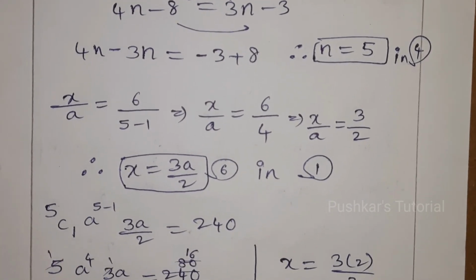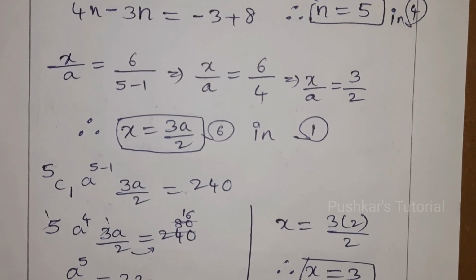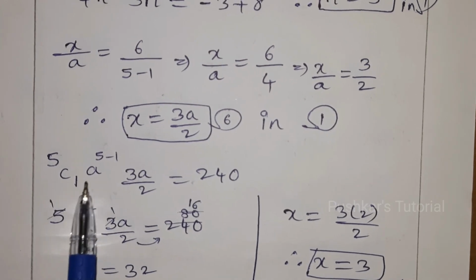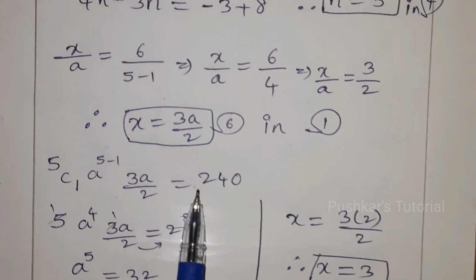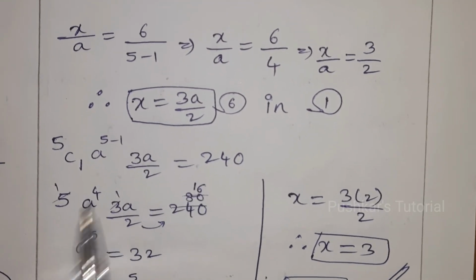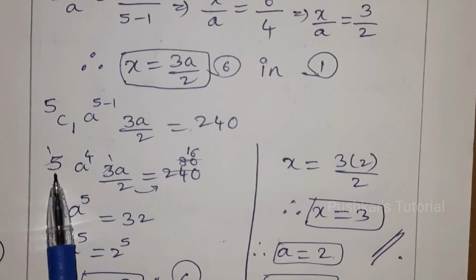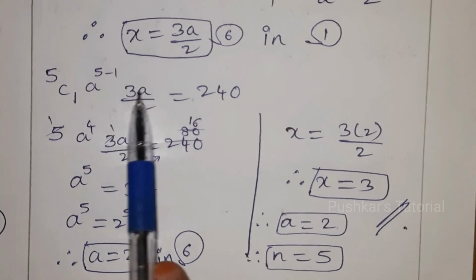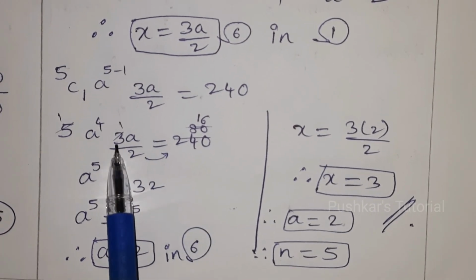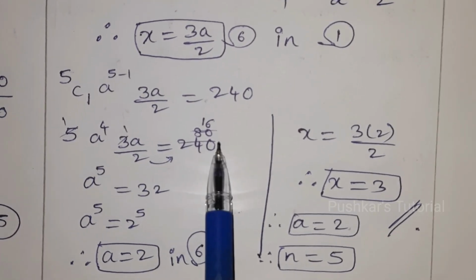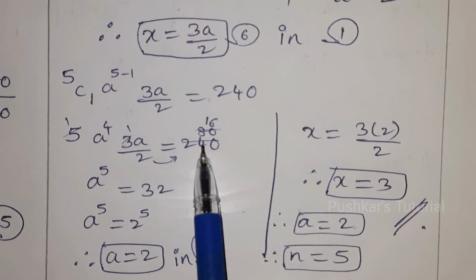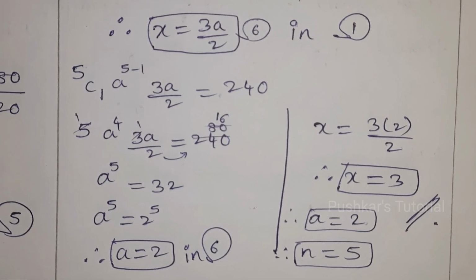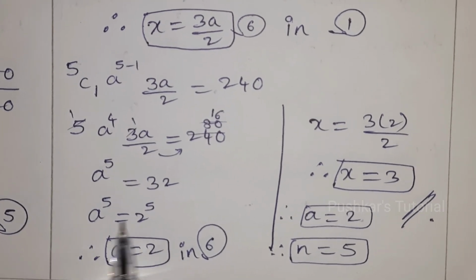Now substitute the x value and n value in equation 1. You can substitute in 2 or 3 also, but equation 1 is better. So 5C1 a to the power of 5 minus 1 times 3a by 2 is equal to 240. Next, any nC1 value is n, so 5C1 value is 5, a power 4, 3a by 2 is equal to 240. After cancellation of 3 and 5 table, then cross multiplication, 16 2s are 32. 32 we can write as 2 power 5. So powers are the same, we can equate the bases. a is equal to 2.